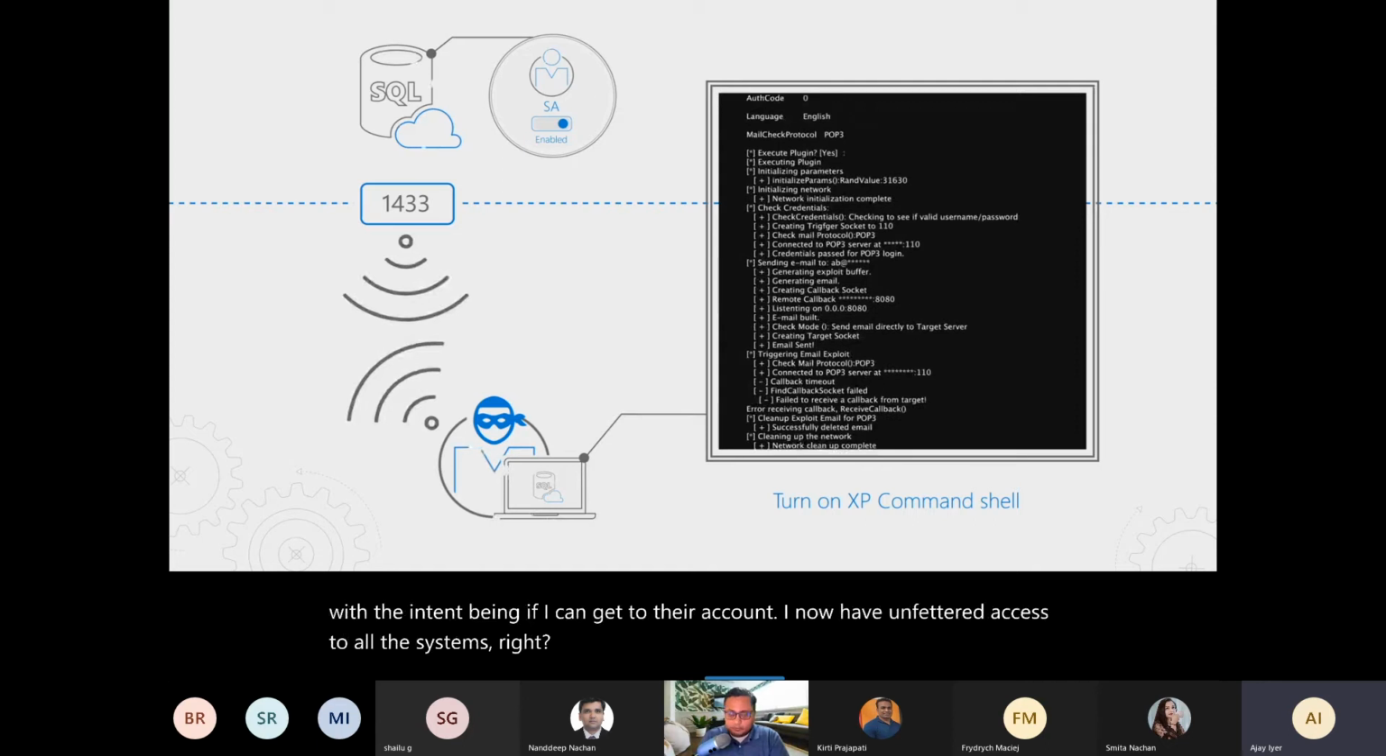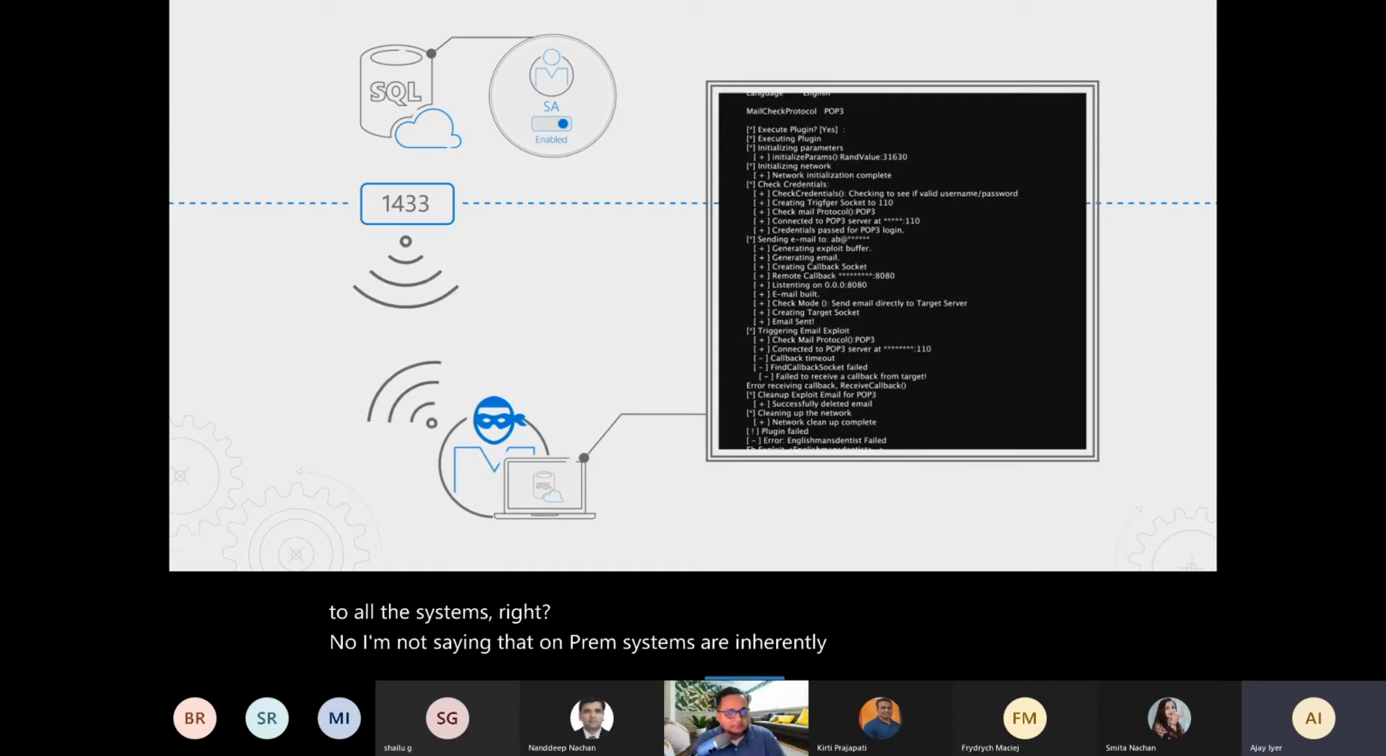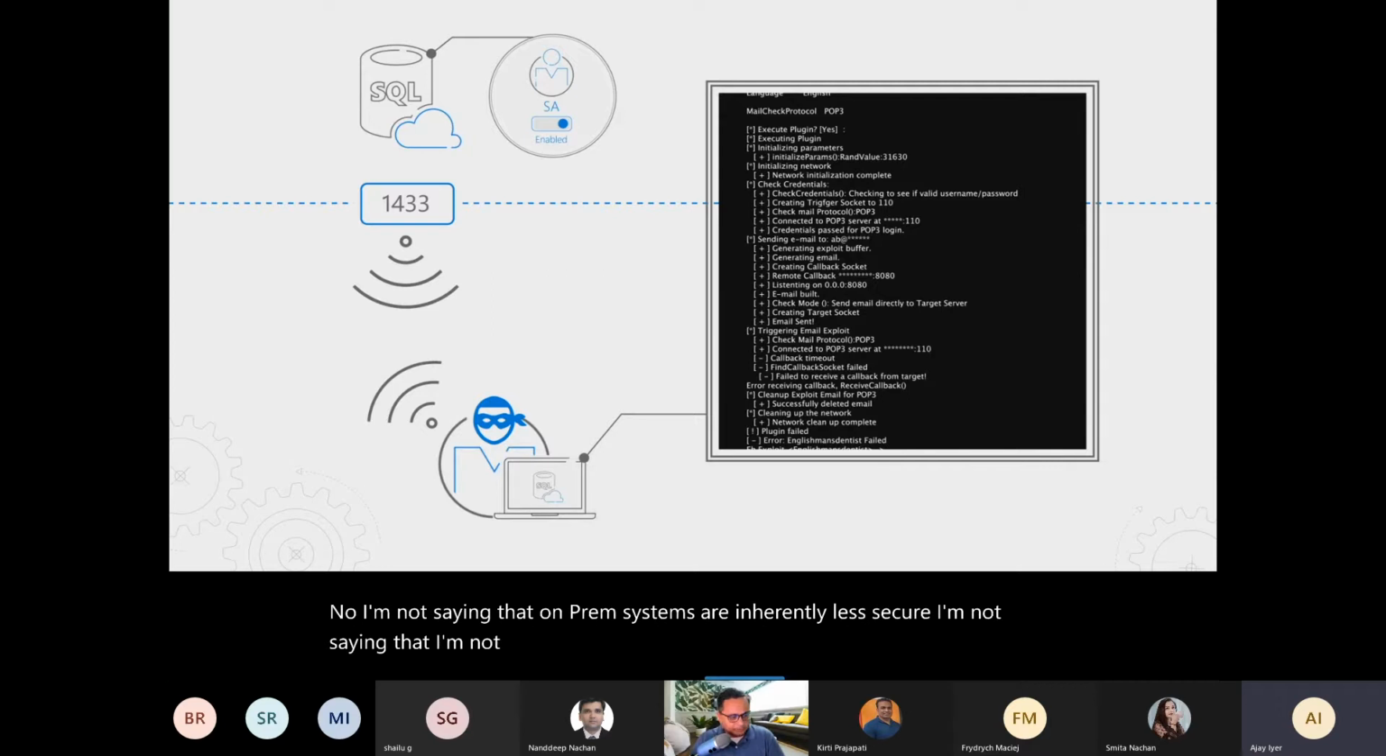So now I'm not saying that on-prem systems are inherently less secure. I'm not saying that cloud is better than on-prem. It's not any of those things.